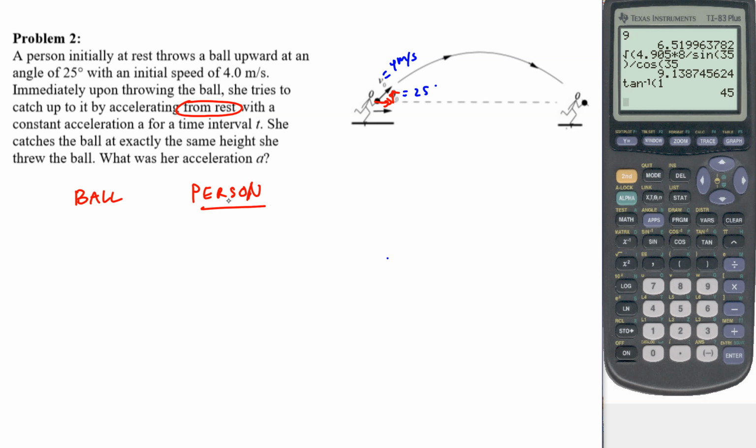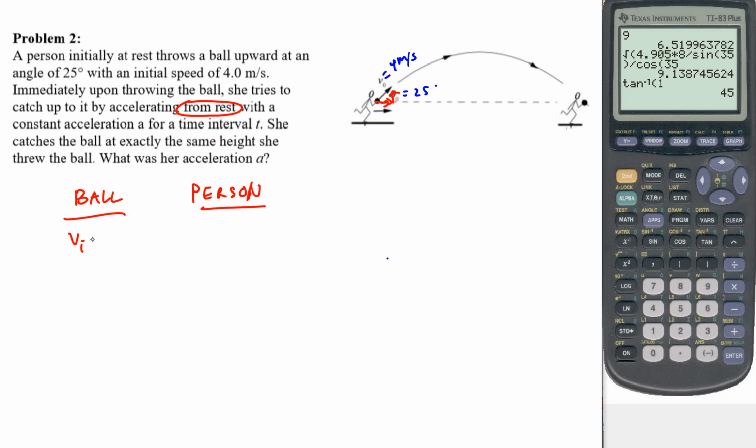Whenever you have two objects, separate the givens. Otherwise, if you don't separate the givens, you'll end up saying, oh, VI is 4. You'll end up saying, oh, why is this not working? You'll say something like, VI is 4, right? It says so right there. But then you'll say from rest, VI is also 0. And you'll be like, which one is which? Why is it both? It's not both.